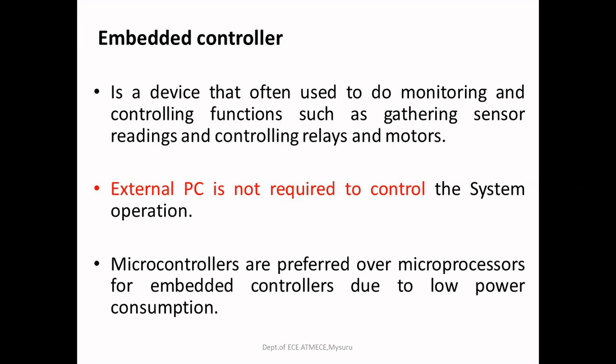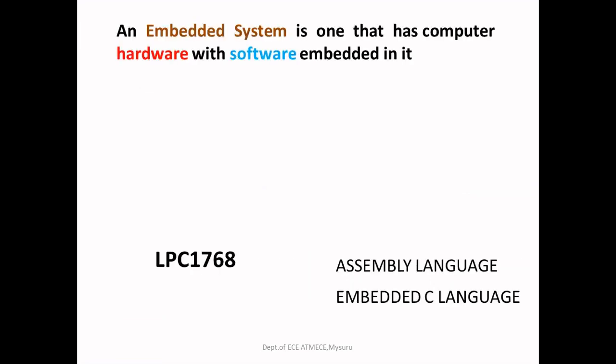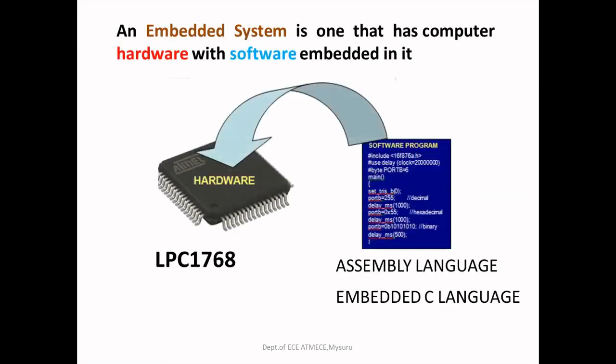Though microprocessors and controllers can be used to design an embedded controller, most of the time microcontrollers are preferred because microcontrollers consume less power. So an embedded system is one that has computer hardware with software embedded in it. In this course we have to understand the architecture of the hardware and develop a program so that the program can be embedded on that hardware.